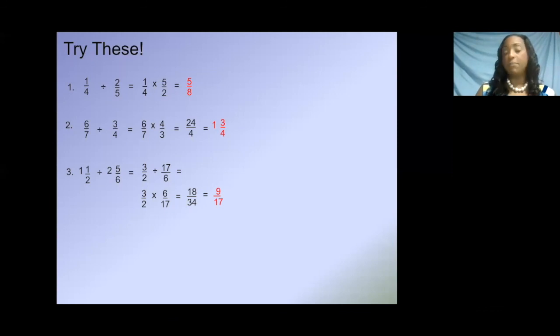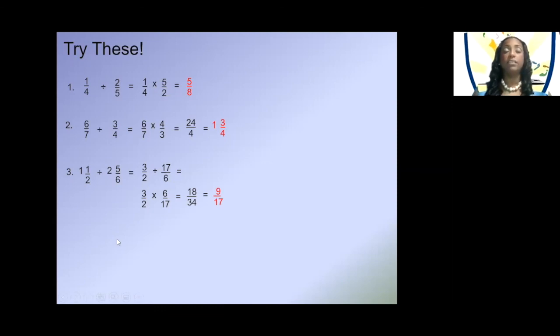That can be simplified because it's an improper fraction. How many groups of 21 can I get out of 24? One group, and a remainder of 3. What do you do with the remainder 3? You want to put it over the denominator. Good job. Pardon my typo.